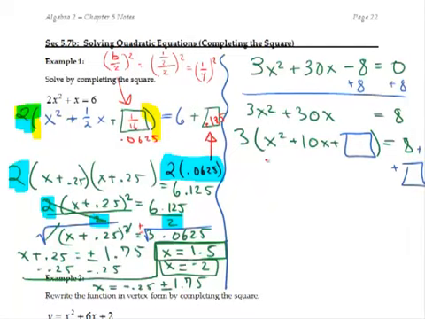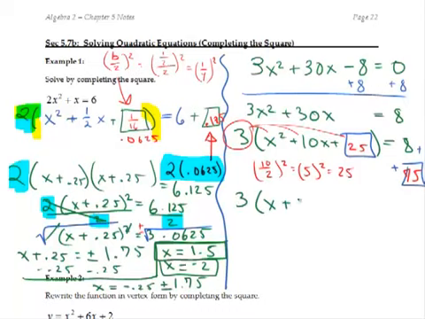We're taking half of this value, so 10 divided by 2, and then squaring it, so we get 5 squared. So we need to put a 25 in here. And then instead of adding 25 to this side, remember there is a 3 times everything. So 3 times 25 is 75 over here. So our next line is 3 parentheses x plus 5 times x plus 5 equals 75 plus 8, which is 83. We have 3 times x plus 5 quantity squared equals 83.